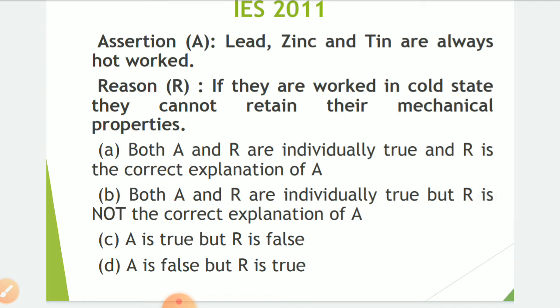First statement is that lead, zinc and tin are always hot worked. So what is your opinion? Because as I have mentioned, for lead, zinc and tin, recrystallization temperature is room temperature or below that. So we can term the working as hot working. Now what is the reason? If they are worked in cold state, they cannot retain their mechanical properties.